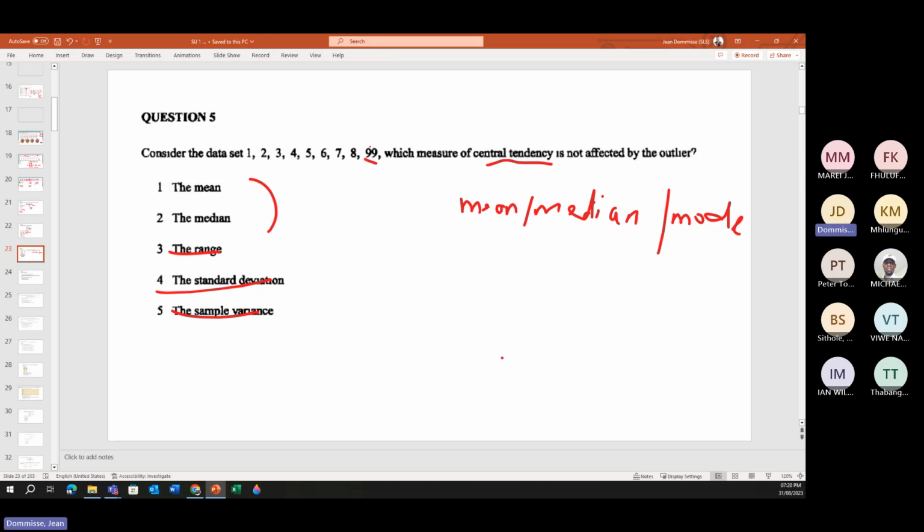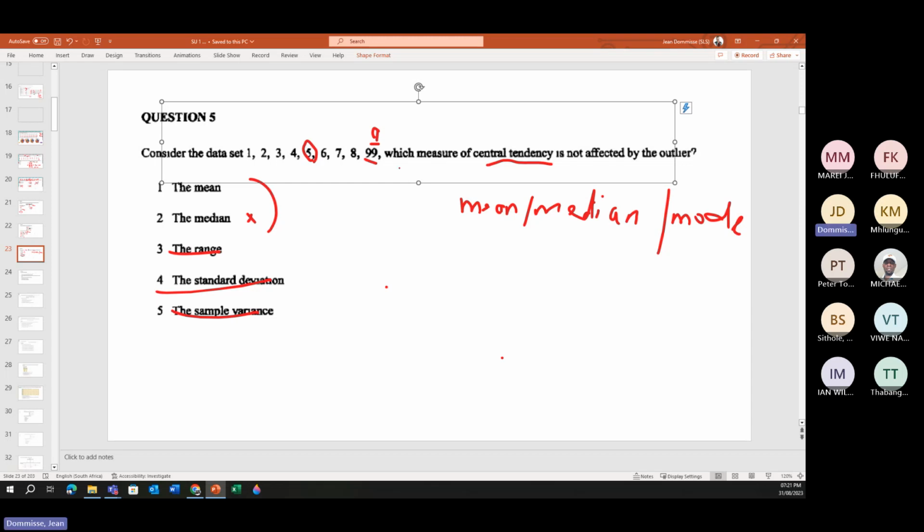So if you look at these numbers, we can definitely now see that 99 is the outlier, because the others are very close, and then suddenly we've got a big jump. So if we worked out the median, remember the median is the one in the middle. 1, 2, 3, 4, 5, 6, 7, 8, 9. So your median is 5. If that number was 9, the median would have still been 5.